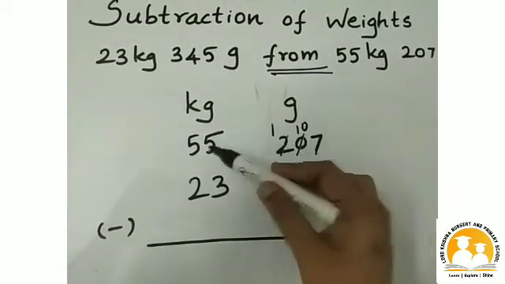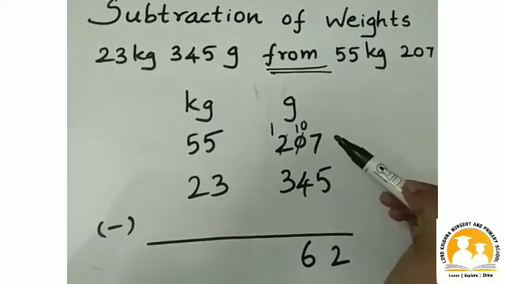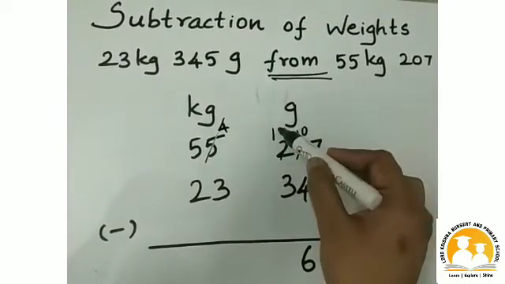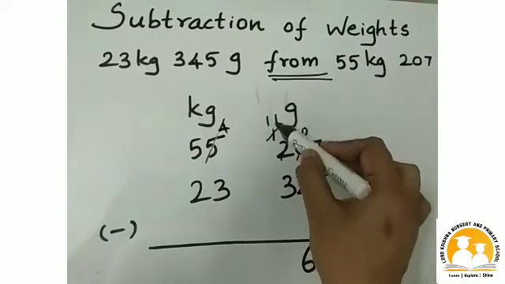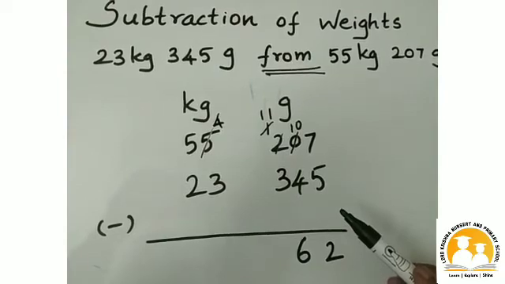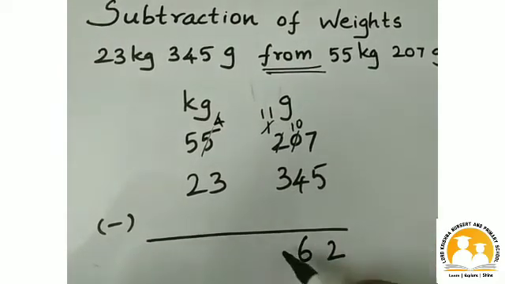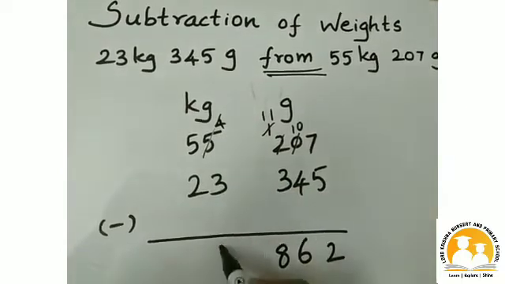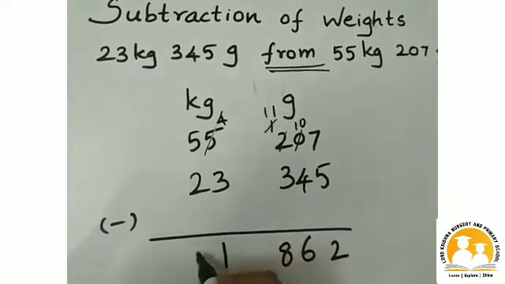So 1 la irundhu 3 subtract panna mudiyadhu. So kilogram unit la irundhu nam enna edukrom, 1 borrow panikrom. So 5 becomes 4 and 1 becomes 11. So 11 minus 3 is 8, right? Very good. Now 4 minus 3 is 1, 5 minus 2 is 3.